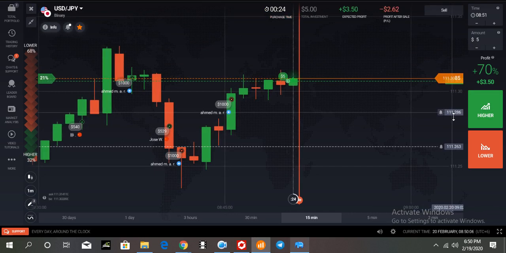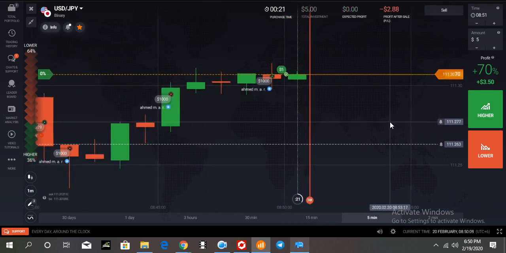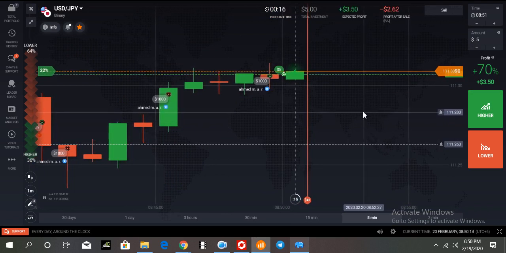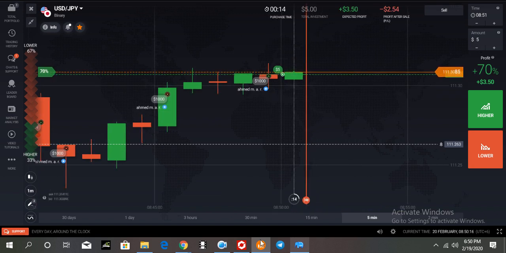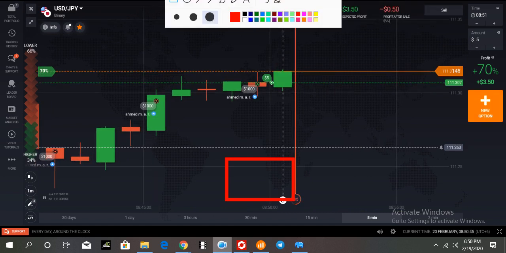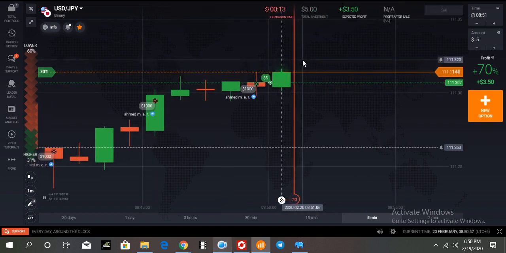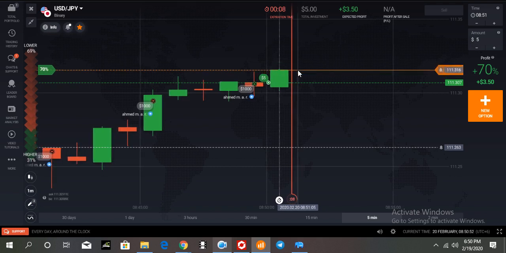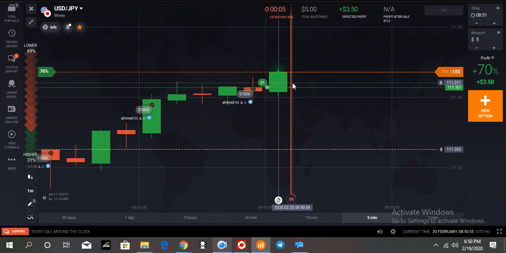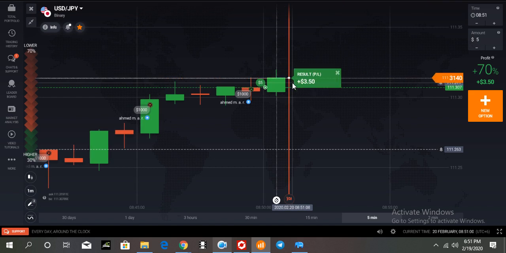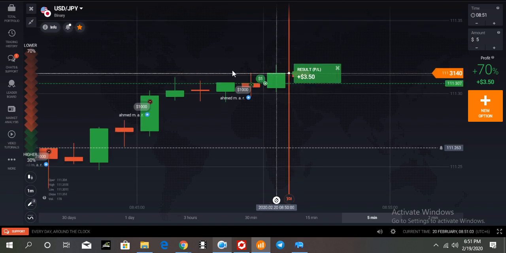Oh no, my entry was so late here. So I'm in this state. So traders, you can see I'm on this trade. I have entered 7 trades here, and there are 5 winning trades.